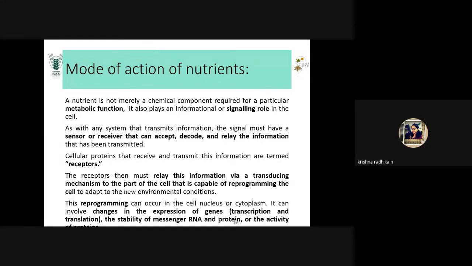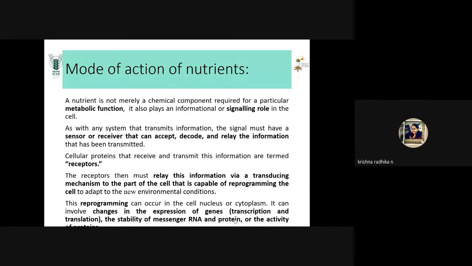Initially, it was thought to be mainly a factor of metabolism. It's a chemical entity that is involved in the metabolism. A nutrient is not merely a chemical component required for a particular metabolic function. It also plays an important informational or signaling role in the cell. As with any system that transmits information, the signal must have a sensor or receiver that can accept, decode, and relay the information that has been transmitted.